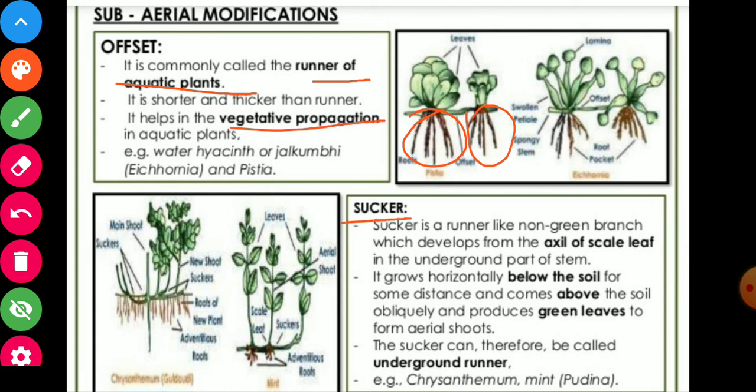And suckers, another structure, is a runner-like non-green branch which develops from the axil of the scaly leaf. It grows horizontally below the soil and some distance away comes above the soil obliquely and produces green leaves from the aerial shoots. The sucker can therefore be called an underground runner. Like mint, pudina, you can see this structure.